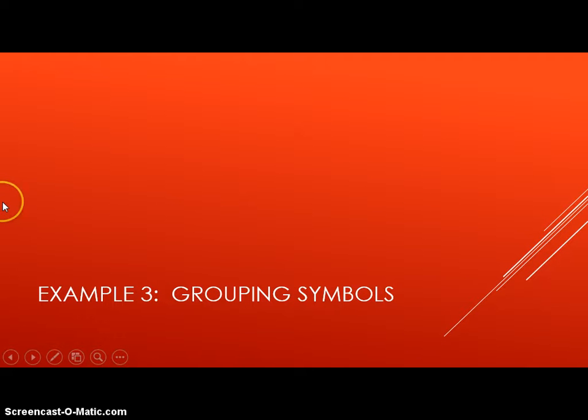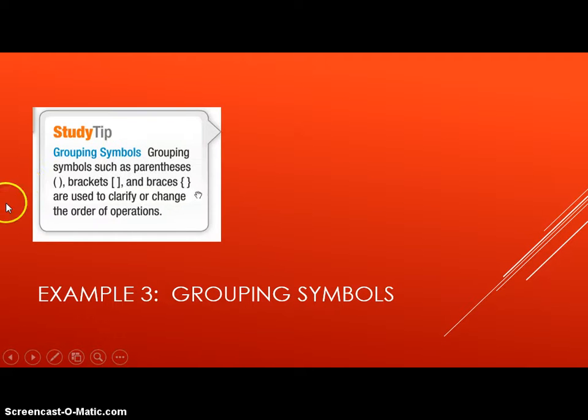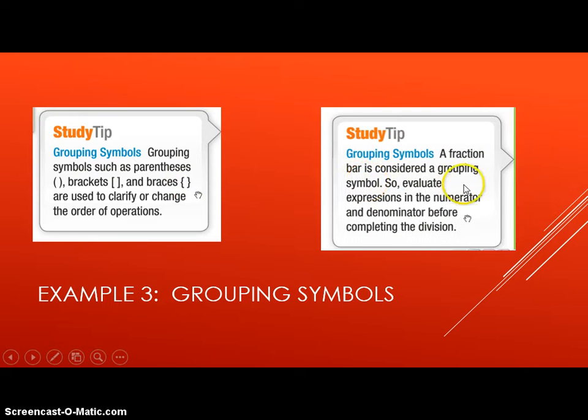Now we're going to throw in some grouping symbols. And your book gives us 2 study tips for grouping symbols. It's used to clarify or change the order of operations. So these take precedence over any exponents, multiplication, division, or addition, subtraction. And the other study tip, this is commonly known, has to do with fractions.